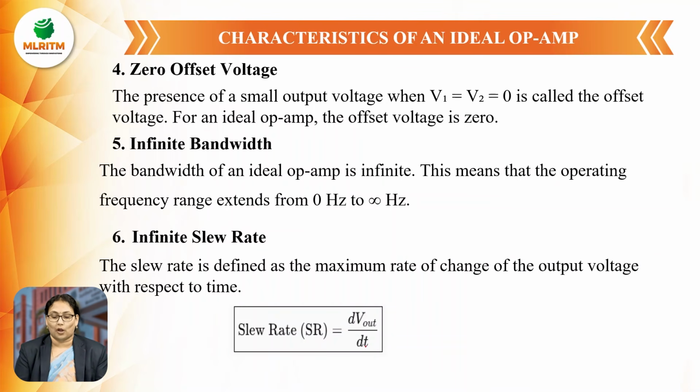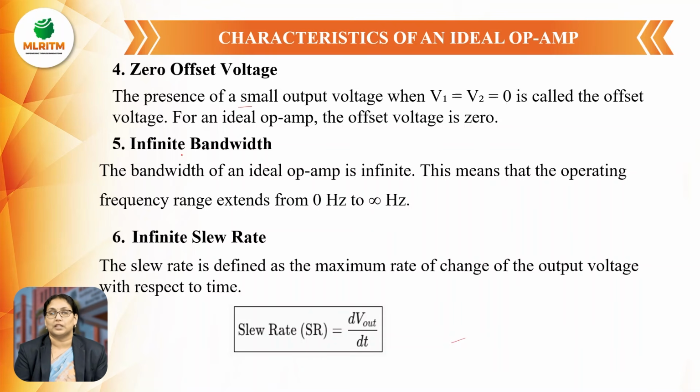Coming to zero offset voltage. Offset voltage or offset currents are small variations of current and voltage. The presence of a small output voltage when V1 and V2 are 0 is called the offset voltage. That means when both the inputs are grounded, there is still some voltage at the output. That voltage is called the offset voltage.